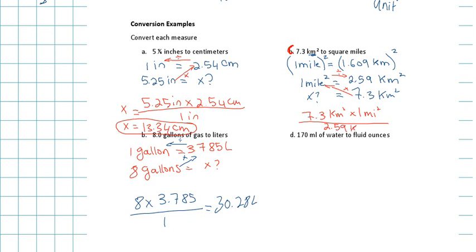So what do you get when you do that? 2.8. 2.8. And what's the unit? Miles squared.